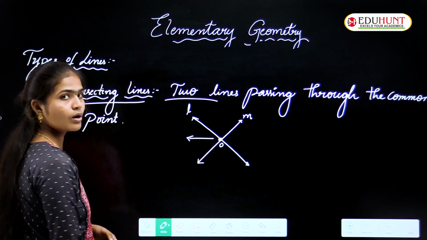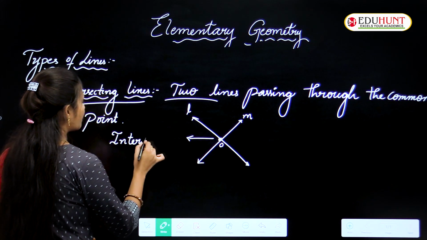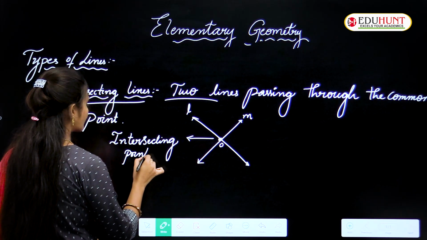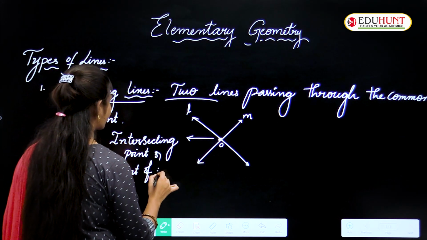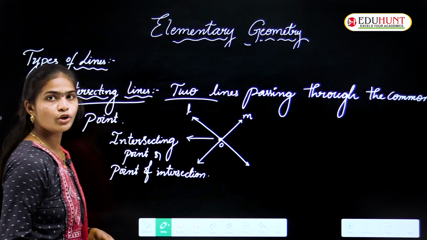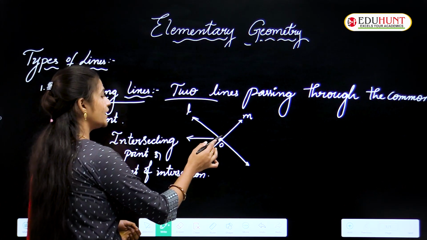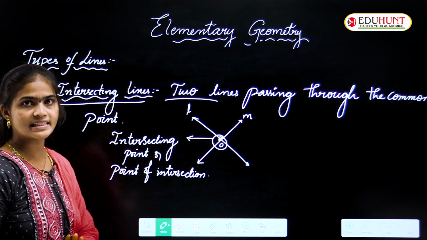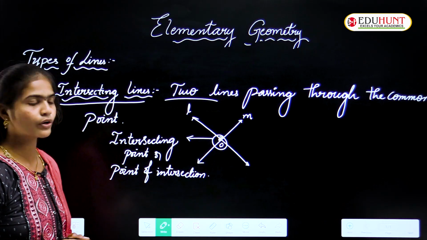And what we call this common point is the intersecting point. Okay, that point is known as the intersecting point or point of intersection. So which point do we call the point of intersection or intersecting point? That is point O. Why? Because that is a common point. Here we have only one point, and through that point two lines pass through the same point. Okay.